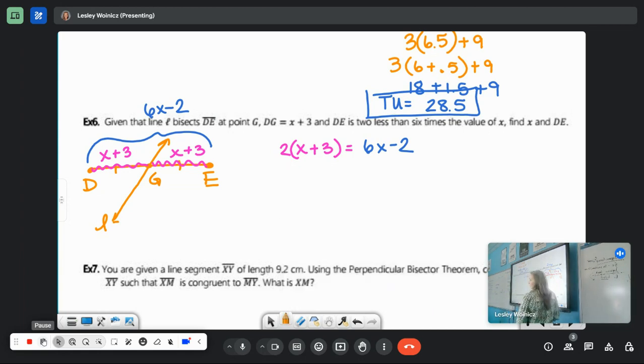Okay, I'm going to show you a secret. Could I distribute this too? Yes, but then that just makes more work for me. Do you see that the 6 and the 2 are both even? I'm also allowed to divide away the 2. And it actually makes it fewer steps. Now I have x plus 3 equals 3x minus 1. Fewer steps, people. Now what?